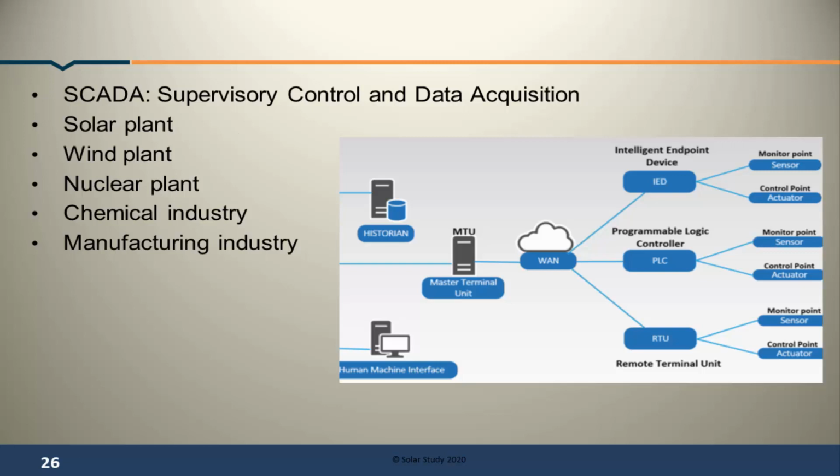So where is this SCADA system used? Mainly for solar power plants. Others are wind power plants, nuclear plants, chemical industry, and any manufacturing industry, where several data are present. Like in a chemical industry, there may be how much chemical has been imported and how much chemical has been exported.